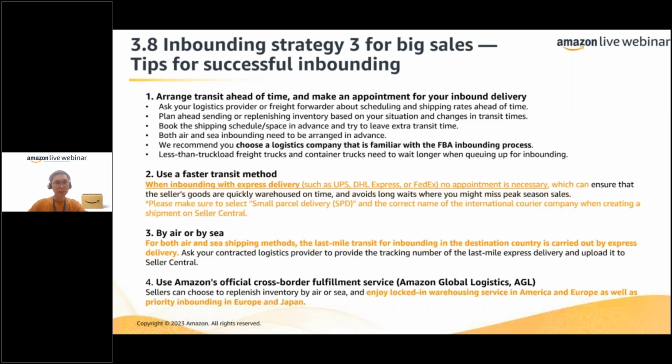Okay, I think this is probably the last slide regarding this. So arrange your transit ahead of time. Find a logistic provider that is more familiar with how Amazon inbound delivery works. And if you need to, use a faster transit method, but again, that will be a little bit more costly. Then decide whether you want to go by air or by sea or by other means. And if possible, you could also leverage Amazon official cross-border fulfillment service, AGL, Amazon Global Logistics. I will share the link with you too.